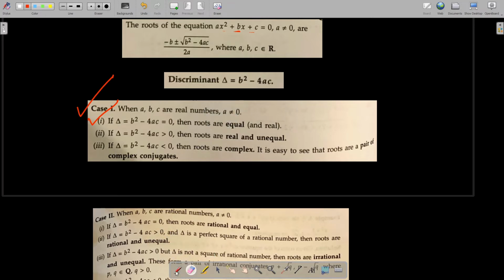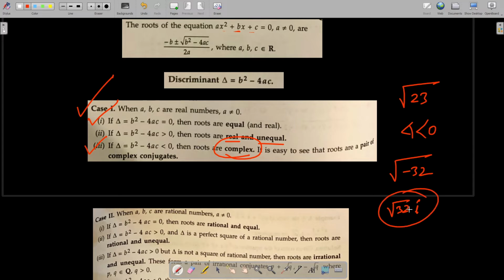The second condition says if the value is more than 0, suppose it's 23, then the roots will be real and unequal. The third condition says if the value of delta is less than 0, suppose we got something like -32, then the roots will be complex. Like how can we write root over -32? It can be written as √32 i.